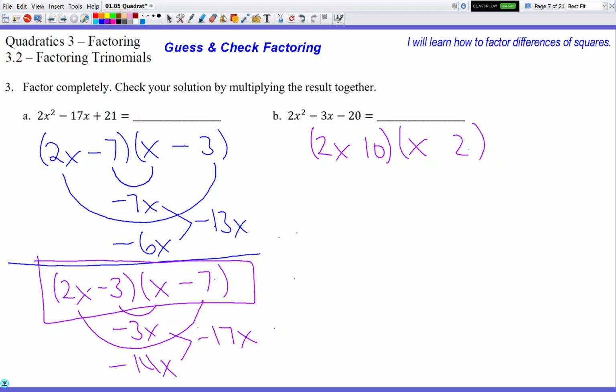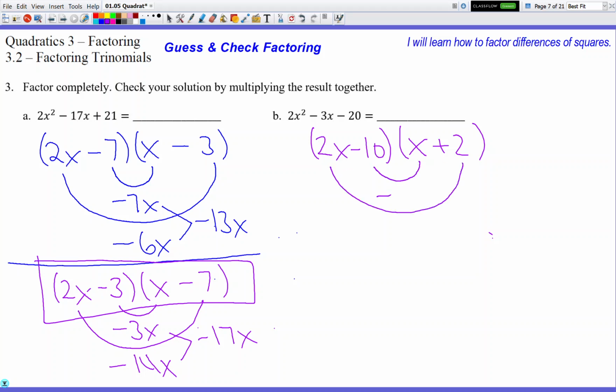And it's a negative 20, so one guy has to be positive, one guy has to be negative. So maybe make this guy negative, that guy positive. Let's see if it works. So yeah, 2x and x, that's 2x squared, that's good. Negative 10, positive 2, that's negative 20, that's good. So I'm on the right track so far. I got my first number, I got my last number. Do I have my middle? Well, let's do the inside-outside. Inside-outside is always in charge of making your middle.